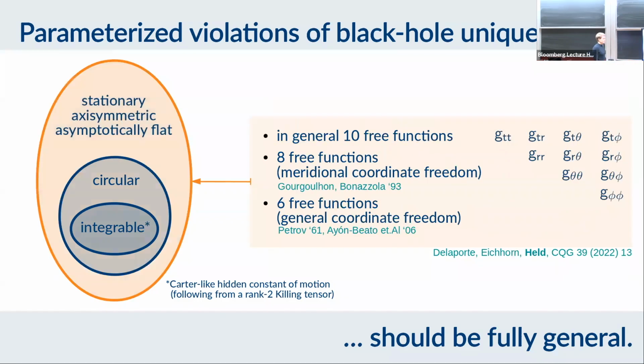And you can go even more general. You can also allow for breaking this circularity. And there we do have counterexamples. In GR, we have neutron star solutions which are non-circular. And outside of GR, we even have black holes in scalar-tensor theories which are also non-circular. So we even have examples of potentially interesting physics in that larger class. And then, of course, it becomes even more difficult. To my knowledge, there's no clear understanding of whether you need 6 free functions or more.